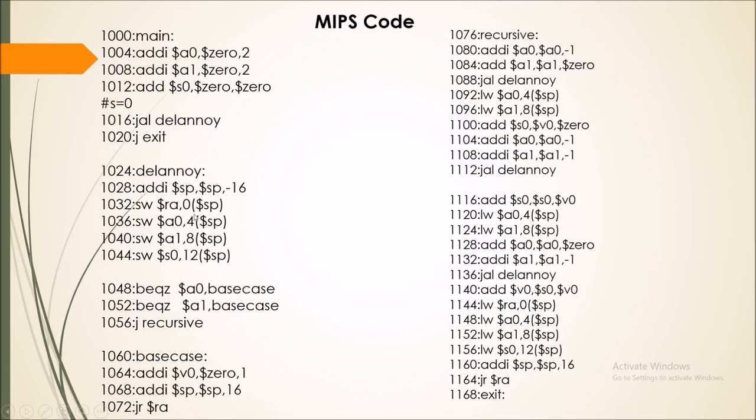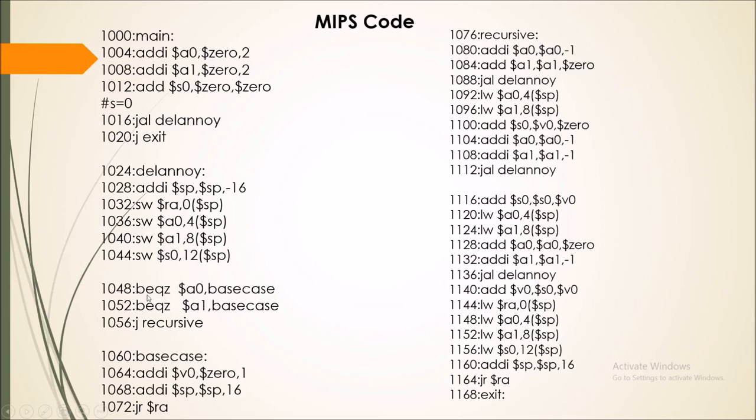1020. In the Delannoy, we subtract 16 from the stack. So we have a stack. From where the stack is pointing the address, we will subtract 16, and then we will save the value of RA, A0 and A1 in the stack.